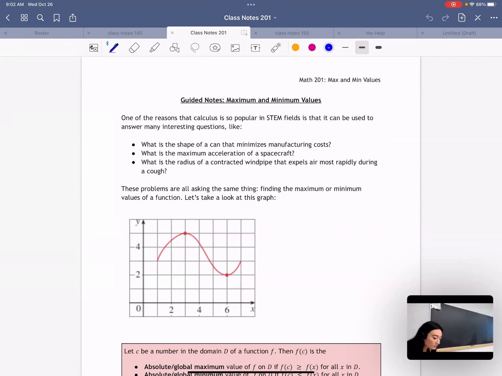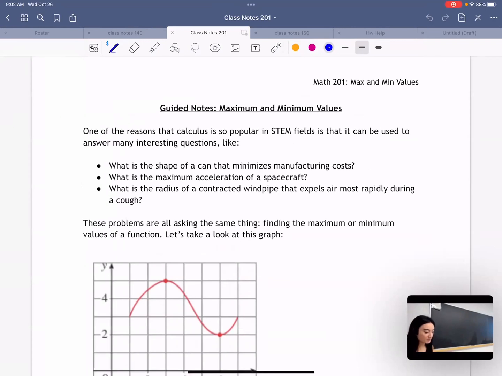And the whole goal of this section is to introduce this idea called optimization, which are problems that tell you to find like the max and min of something. So for example, a can manufacturer wants to know what's the best shape that minimizes the cost of manufacturing, or what's the maximum acceleration that a spacecraft can do. Okay, so really cool types of questions that can be answered using calculus involve things with maximums and minimums.